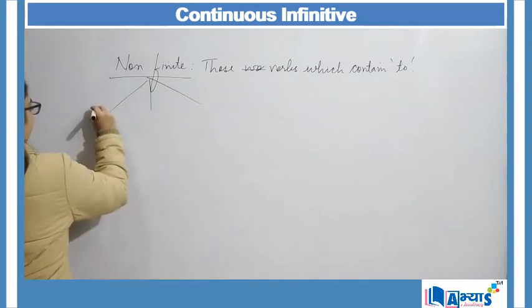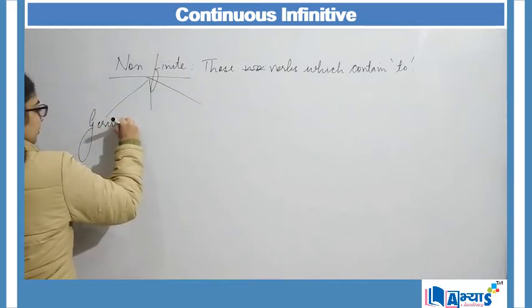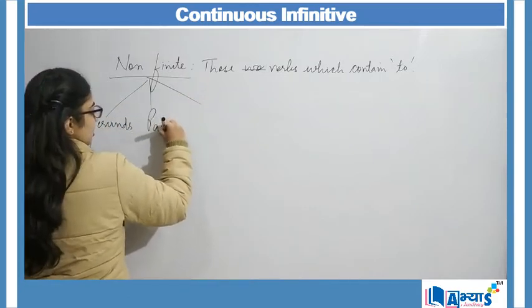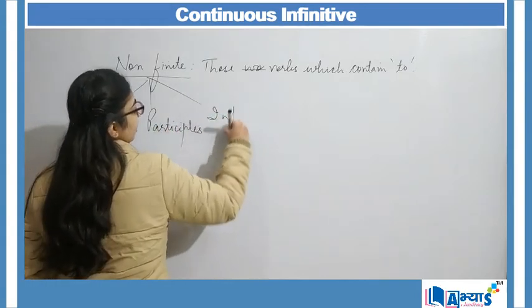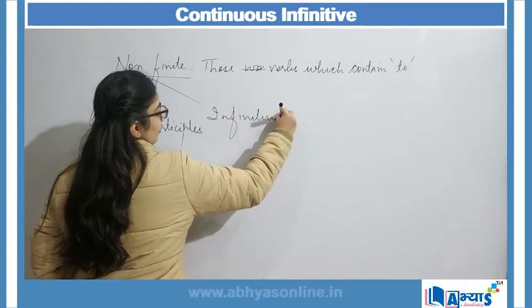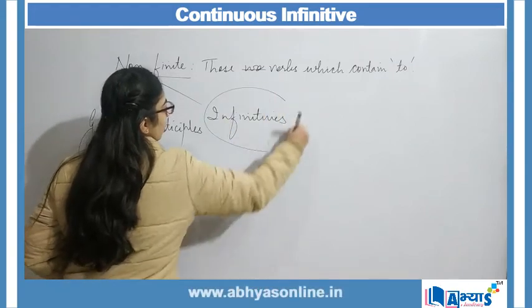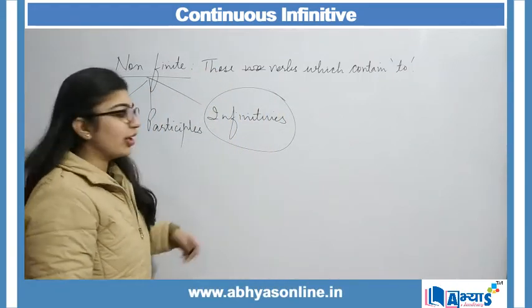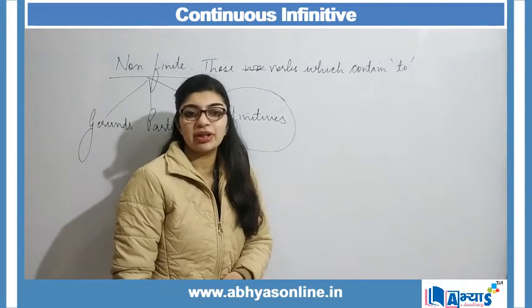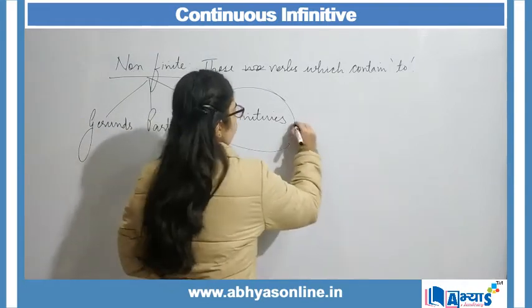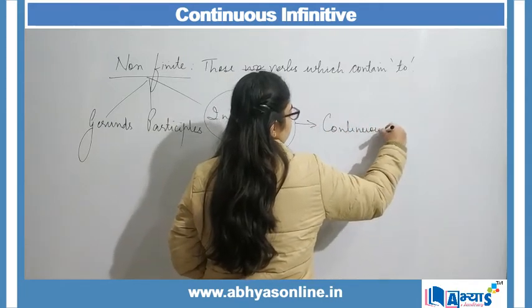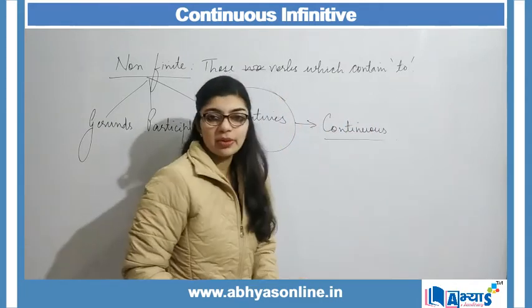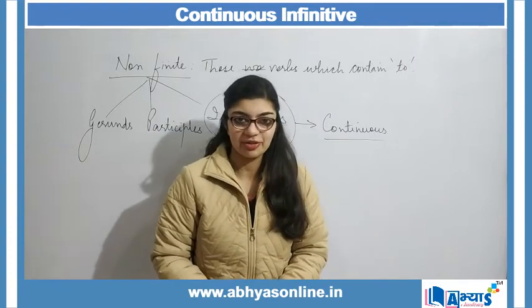Non-finites are divided into three parts. Those three parts are gerunds, participles, and infinitives. Today we will be talking about infinitives, and we are going to discuss a type of infinitive which is referred to as continuous infinitive. So today we will be discussing continuous infinitives.